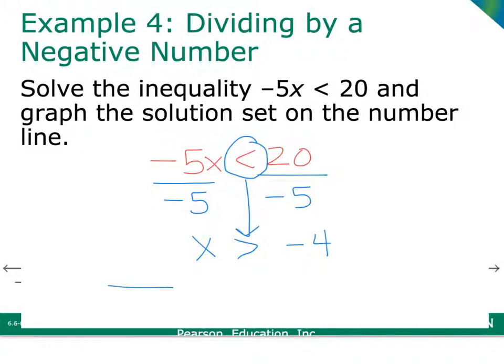You're still going to go to your number line. You're still going to plot negative 4 on your number line. Since there is no line underneath our inequality sign, we're going to use an open circle. And since it is now a greater than symbol, we are going to shade all the numbers to the right of negative 4.